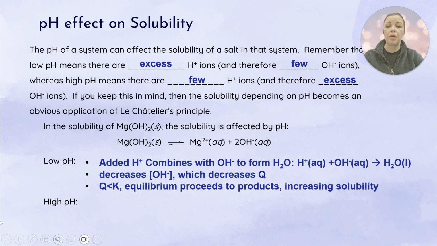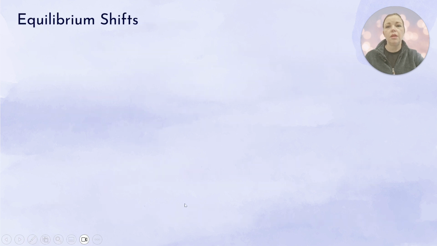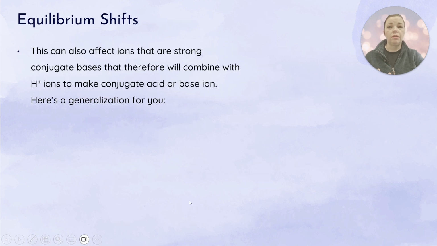Now let's look at what happens if you had a high pH. If you have a high pH, you're adding OH-, and therefore we essentially have a common ion situation. So you've increased your concentration of OH-. That means that your Q is now going to be greater than your K, and so your equilibrium will then proceed towards your reactants, and that would decrease your solubility. So let's think about this in terms of equilibrium shifts.